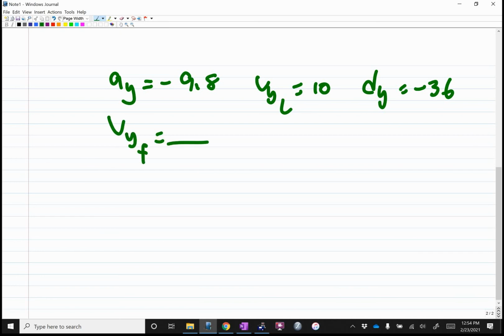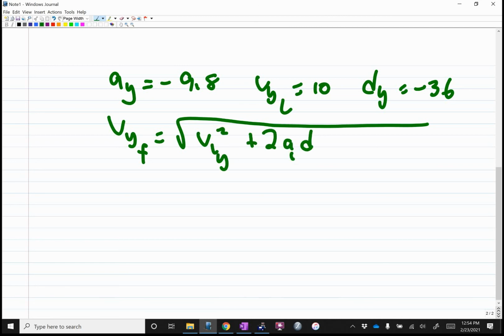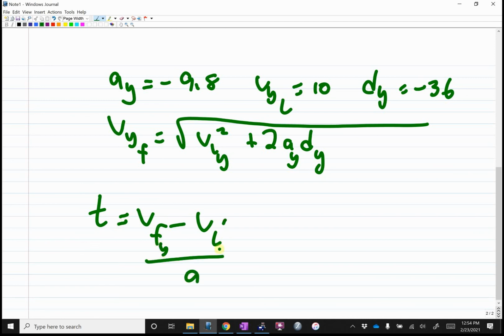I could find Vy final using Vf squared equals Vi squared plus 2AD. It's going to be the square root of Vi squared plus 2AD. Make sure that's vertical, vertical, vertical. The only problem with this, Davis, is your calculator will give you a positive answer. I know I want the negative answer because Vy final is when it hits the ground. So you'll have to add the negative after the fact. But once you do that, then you can use T equals Vf minus Vi over A, vertical, vertical, vertical.